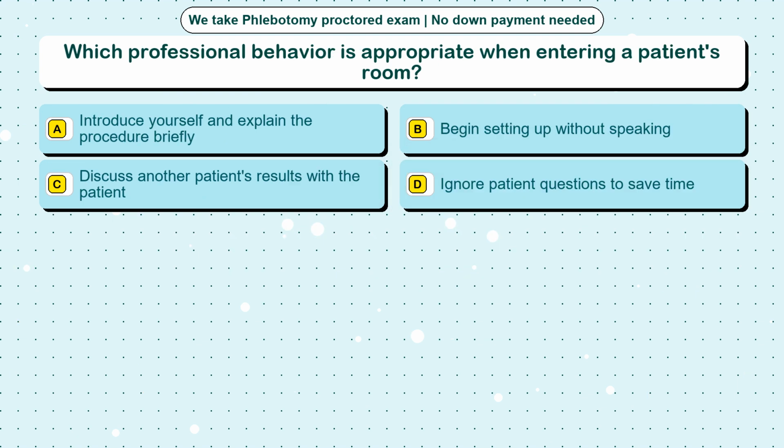Question 52. Which professional behavior is appropriate when entering a patient's room? Option A. Introduce yourself and explain the procedure briefly. Option B. Begin setting up without speaking. Option C. Discuss another patient's results with the patient. Option D. Ignore patient questions to save time.